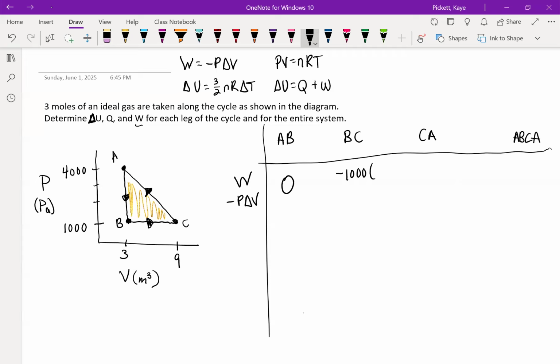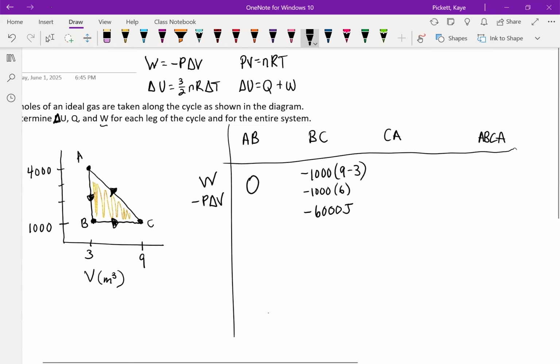The change in volume is always final minus initial. So we're going to go 9 minus 3. Well, negative 1,000 times 9 minus 3 is 6. So we have negative 6,000 joules. That's not too shabby. From C to A, I didn't really give myself enough room here.